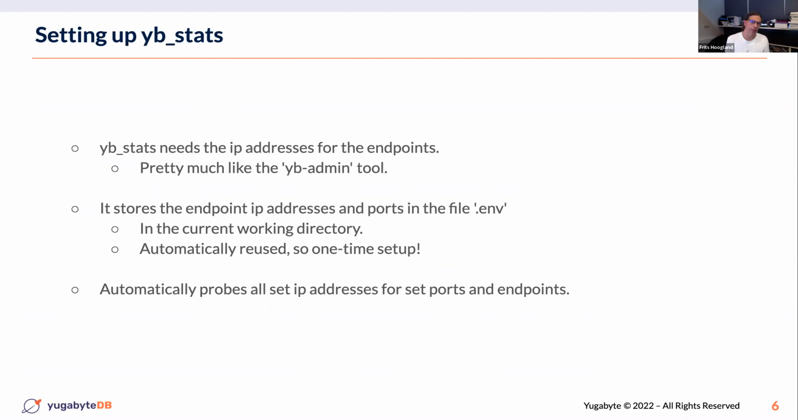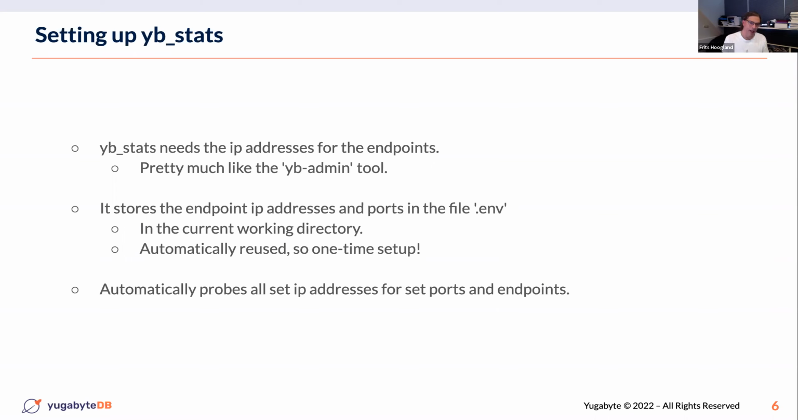If you install YBstats, it's explicitly created in a way that you need to specify the endpoints, the IP addresses, which is pretty much like the YBadmin tool needs it. However, if you specify it one time, it will store it in the current working directory in a file called .env. And after that, if you invoke YBstats again, it will read from that file and read that endpoint data. So it's essentially a one-time setup in a directory, and then it will read the .env file and fetch the data from that.